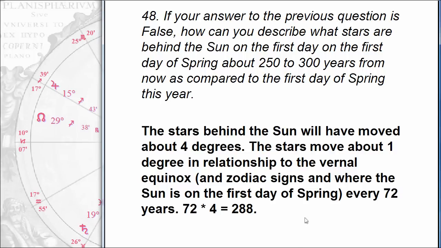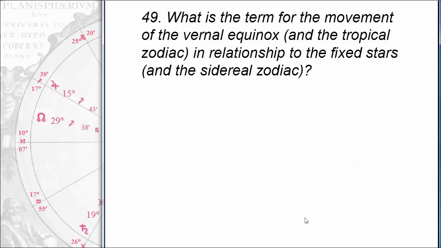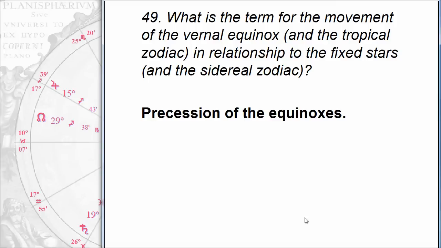Let me say that again. The stars behind the sun on the first day of spring move about 1 degree every 72 years. Or in other words, the vernal equinox, because where the sun is on the first day of spring is just the vernal equinox. Simpler way of putting this, the vernal equinox moves through the stars 1 degree every 72 years. Now, why is that happening? And what is it called? It's called the precession of the equinoxes, and it's caused by the wobble of the Earth.